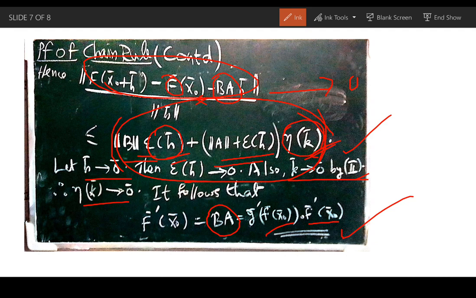Go through the proof. Read the text once again. I have a lot of limitations because I am using PowerPoint. So go through the proof once again and convince yourself.